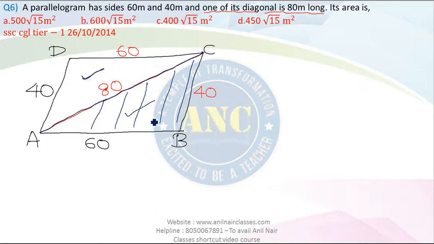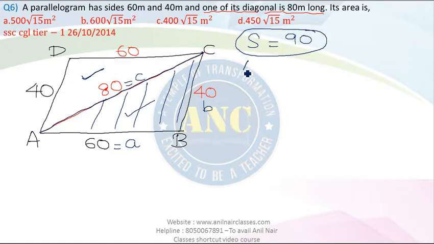Now, if I take this as A, 40 as B, 80 as C, the semi perimeter is 60 plus 40, 100, 100 plus 80 is 180, 180 by 2 is 90. I know all the values right now. So find out the area of triangle ABC.